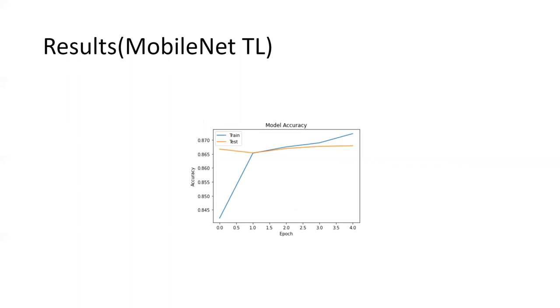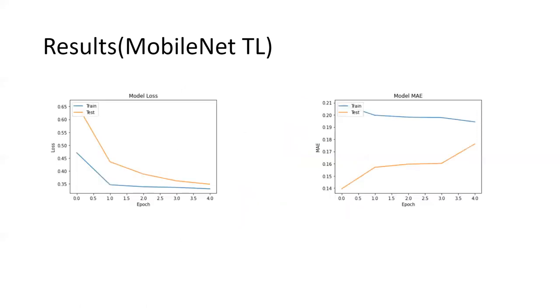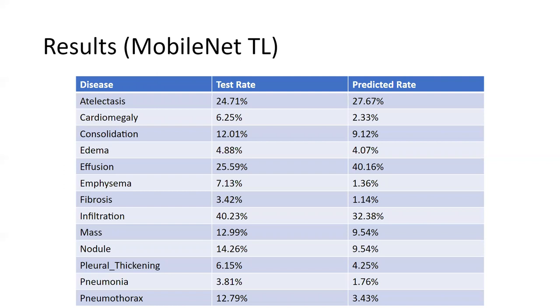Although training accuracy is increasing, test accuracy is not increasing at all, which means overfitting. But the results are better than the normal MobileNet. Actually, the ROC curve is better than the previous one. And also the model loss and model MAE results are shown in the figure. And the disease rates are shown in the table. And you can see that the results are much better than the MobileNet without transfer learning.